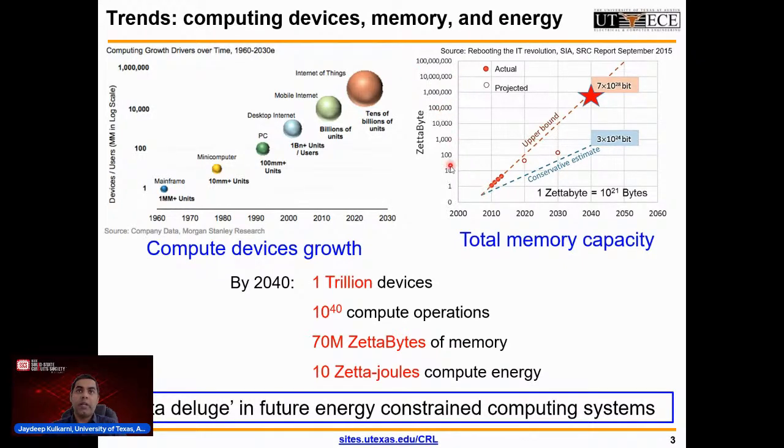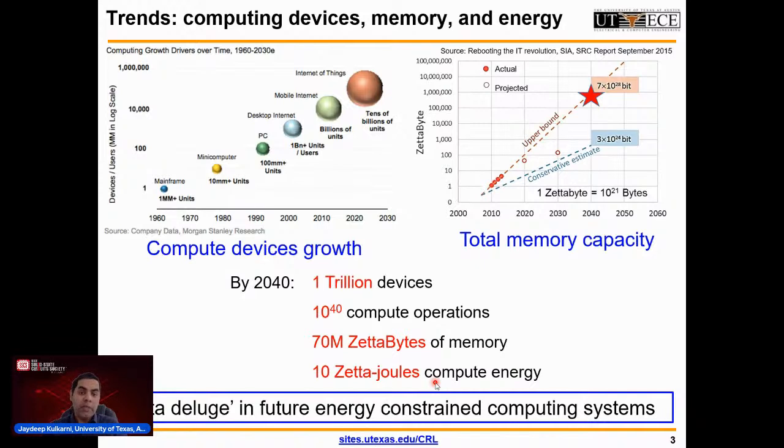So if you look at the plot on the right, which shows the amount of memory capacity that is required as a function of, again, time. So if you have so many devices, trillions of devices in the world, that will result in around 10 to the power 40 compute operations per year. And in order to do so much number crunching, we would need 70 million zettabytes of memory, and one zettabyte being 10 to the power 21 bytes. So in order to perform so much computation, in order to move the data in and out of these zettabytes of memory, we would need of the order of 10 zettajoules of compute energy just to perform the computation. And that is becoming a significant portion, or at least a tangible portion, of the world's total energy consumption and production.